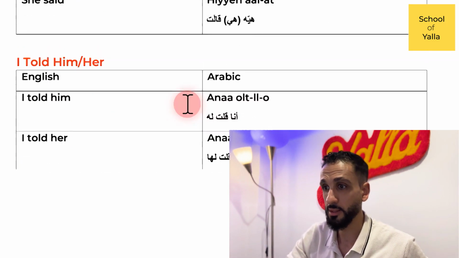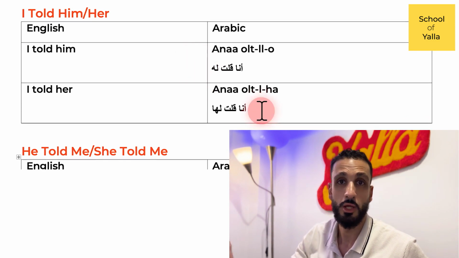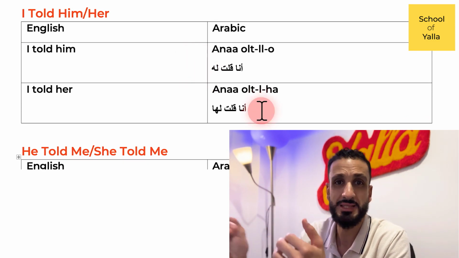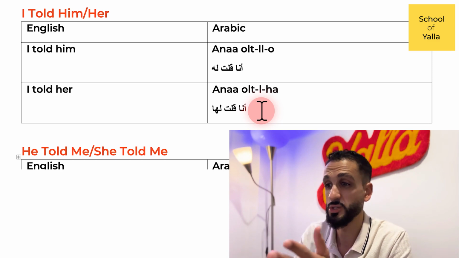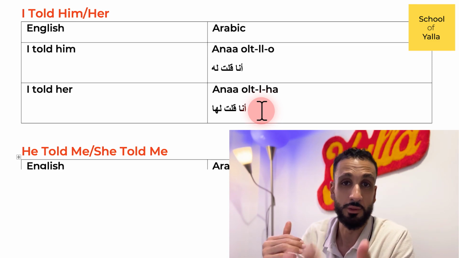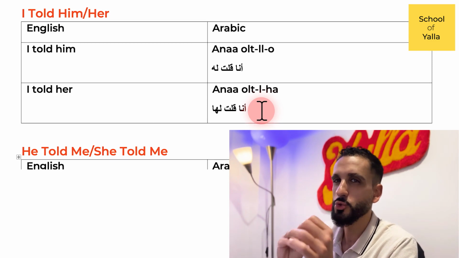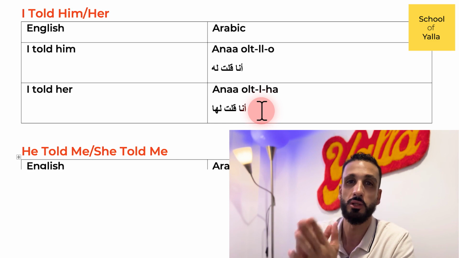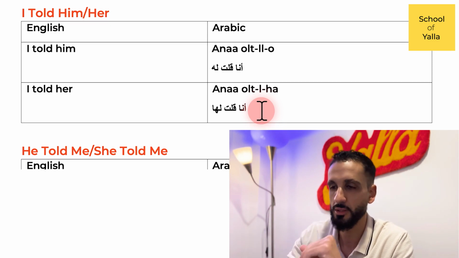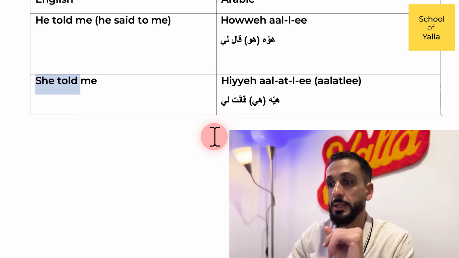Now, taking a look back again here. Ana qultu lahu, ana qultu laha. You can, obviously, once you get to a more advanced stage, start dropping the pronouns. You just say, qultu lahu, qultu laha. Qultu lahu, qultu laha. Qalat li. Qal li, okay? But if you're still a beginner, make sure to still use those pronouns until they're solid in your head, and then you could slowly start dropping them. So ana qultu lahu, ana qultu laha, huwa qal li, hiya qalat li.